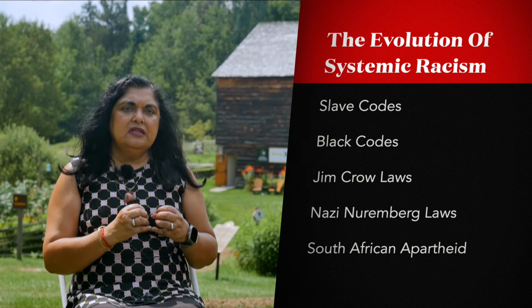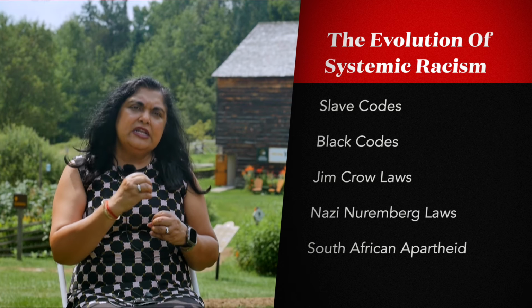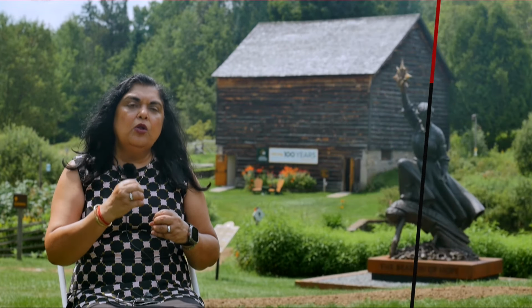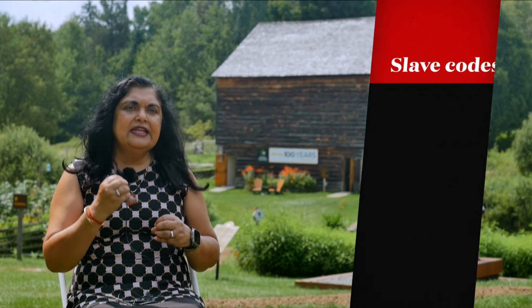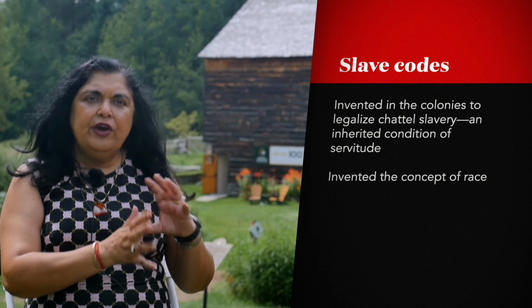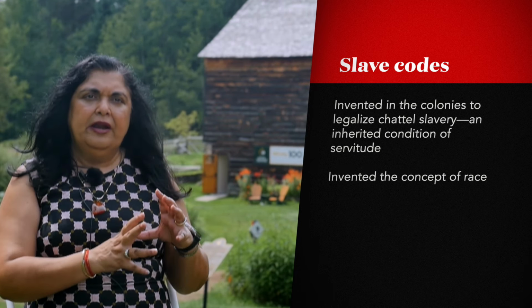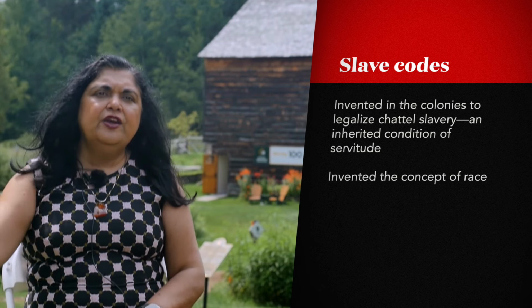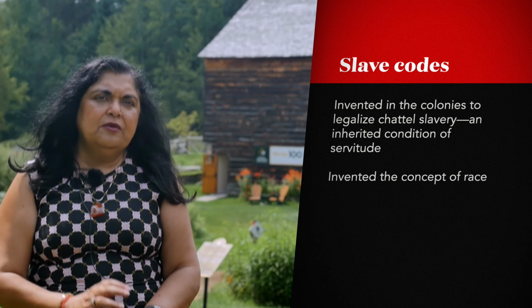And what you can see in these slave codes is not just slavery being legalized, but also the invention of race as a legal category. So you can really see how both slavery and race is made in colonial America and how that continues pretty much up to the Civil War.